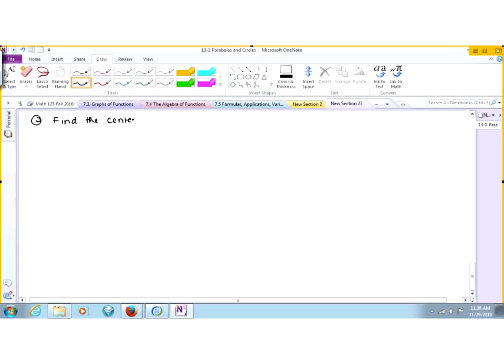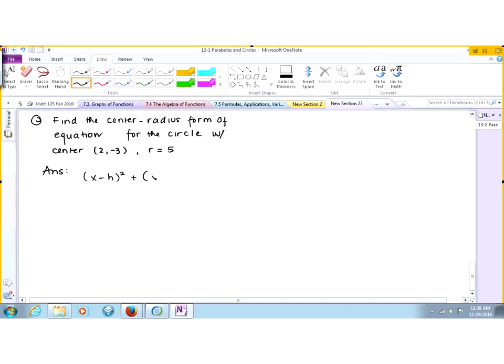Find the center radius form of the equation for the circle with center 2, comma, negative 3, and radius 5. So how would you write this down? (x − h)² + (y − k)² = r².